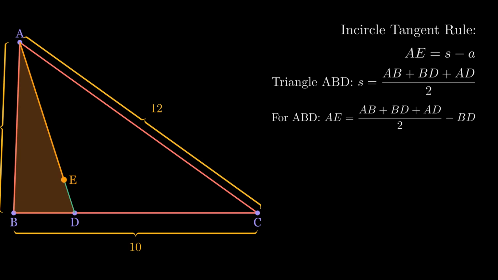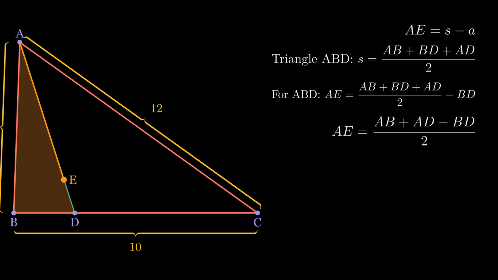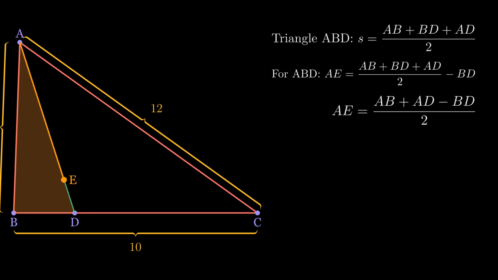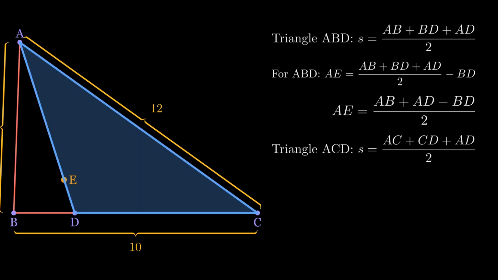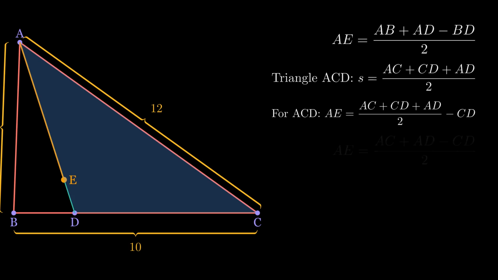The side opposite to vertex A is BD. Using our tangent rule, AE equals the semi-perimeter minus BD. This simplifies to the following expression for AE. Similarly, for triangle ACD, we calculate the semi-perimeter as half the sum of all its sides. The side opposite to vertex A is CD. Using the tangent rule again, AE equals the semi-perimeter of triangle ACD minus CD. This simplifies to our second expression for AE.